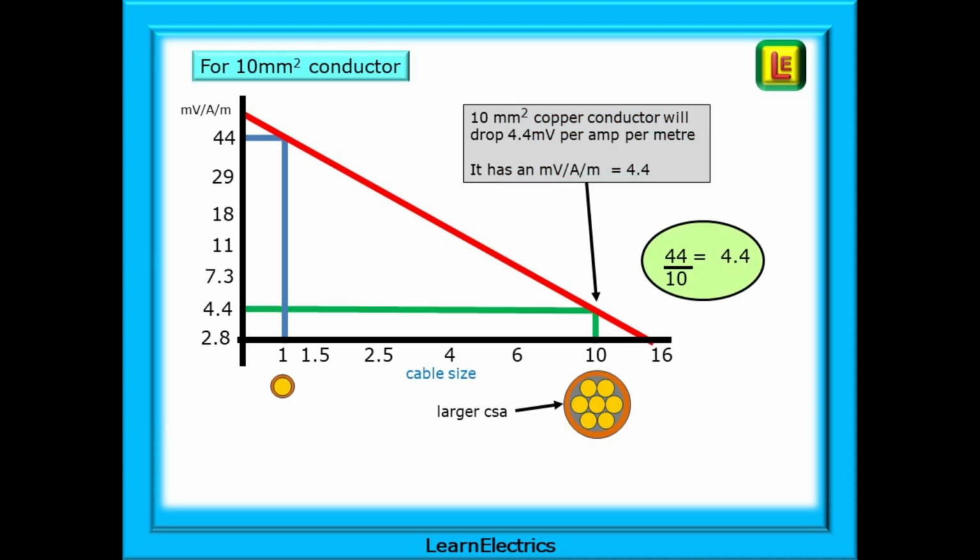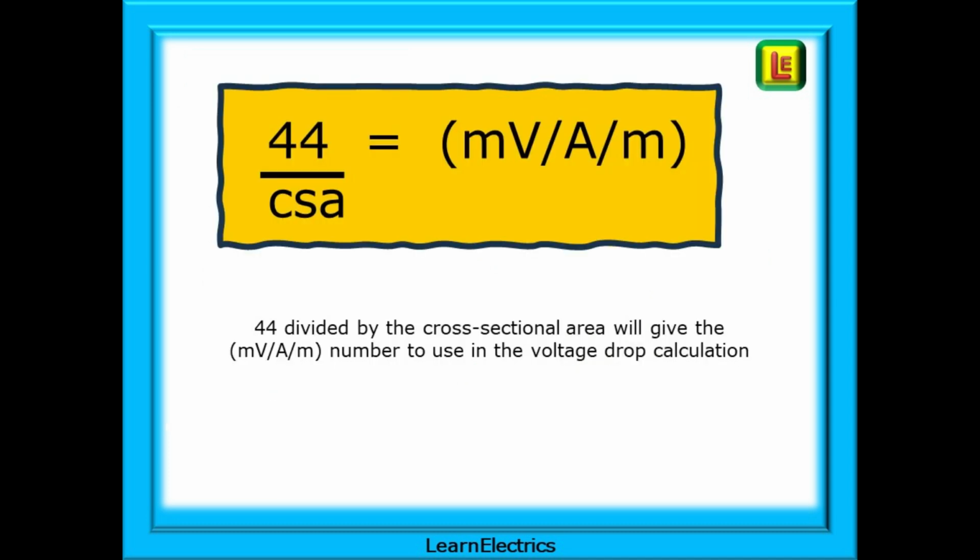Now travel along the bottom axis and find 10mm cable this time, up to the red line and then horizontally back to the left of the graph. This will give us 4.4 millivolts, and 44 divided by 10 is 4.4 millivolts per amp per meter, and this same relationship will work for all sizes of twin and earth cable up to 16mm cable. So it really is very simple. 44 divided by the cross-sectional area will give the MVAM number to use in the voltage drop calculation. If you can remember the calculation and you can remember 44, who needs the books?